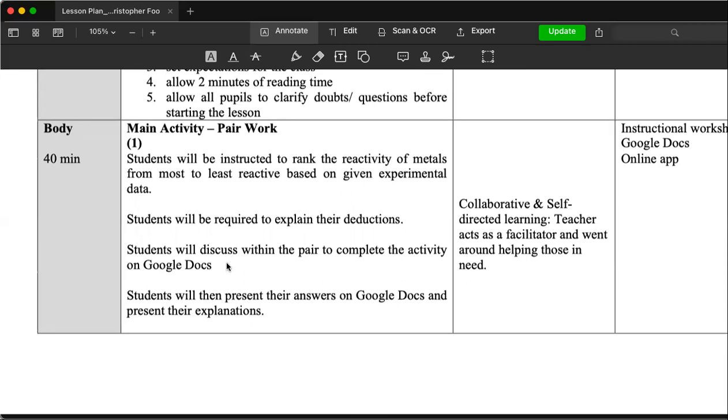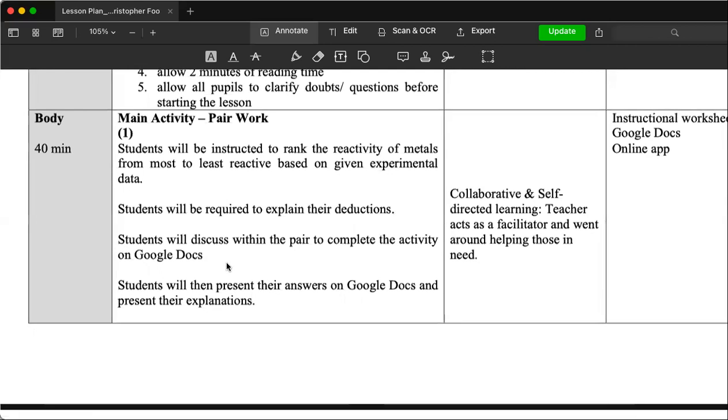And this is the part where ICT can be integrated to facilitate the lesson execution. Students will discuss within their pair to complete the activity on Google Docs. Instead of writing on a piece of worksheet, they can write their answer on Google Docs so that it can be shared within the class for learning. Then students will present their answers on Google Docs and present their explanations.